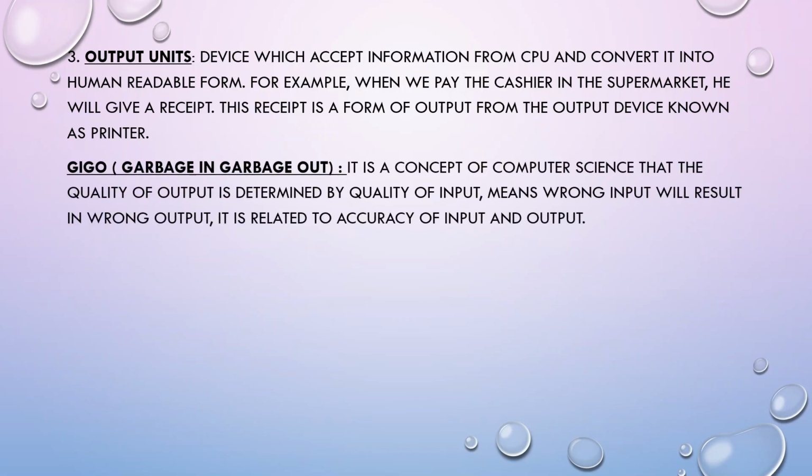GIGO, garbage in, garbage out. It is a concept of computer science that the quality of output is determined by the quality of input. It means wrong input will result in wrong output. It is related to the accuracy of input and output.